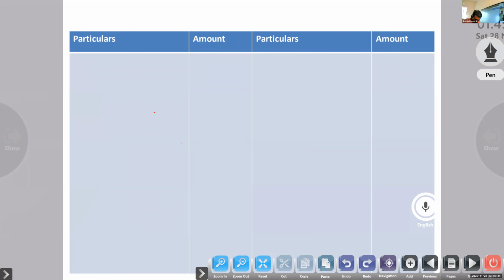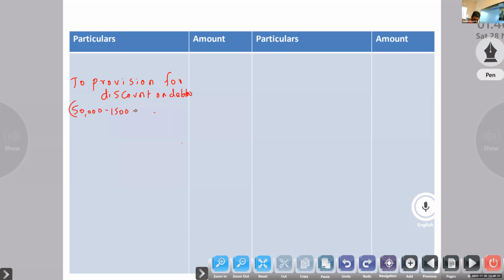So bad debt is over. Next, provision for discount on debtor. So how to calculate provision for discount on debtor? From debtors, we have to minus further bad debt.